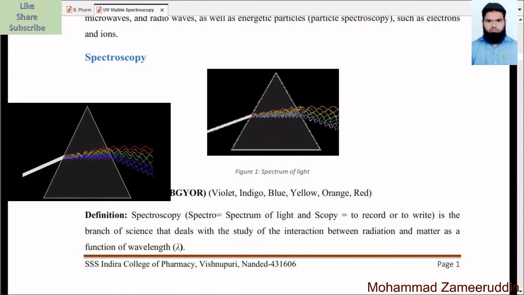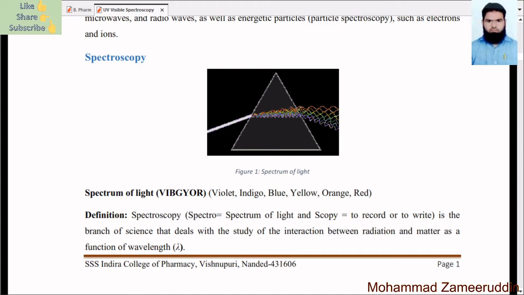So the spectrum of light consists of 7 colors. We know the 7 colors of light: the first is violet, then indigo, blue, yellow, orange, and red. Now friends, this was the concept of electromagnetic radiation.